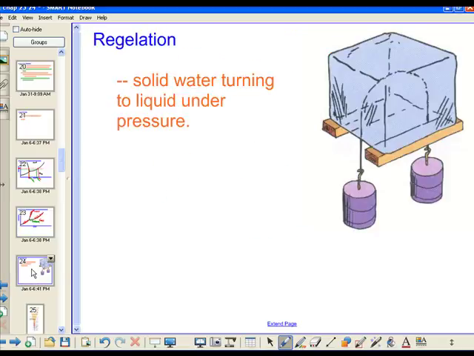So the last thing is regelation. Solid water turns to liquid under pressure. Basically, if I put this wire at the top of this big block, the wire puts a pressure on the ice, and it causes the water to melt. Well, can the liquid water support the wire? No, so the wire basically falls through, and then the water freezes, and then the ice underneath will melt, fall through, and refreeze above it.